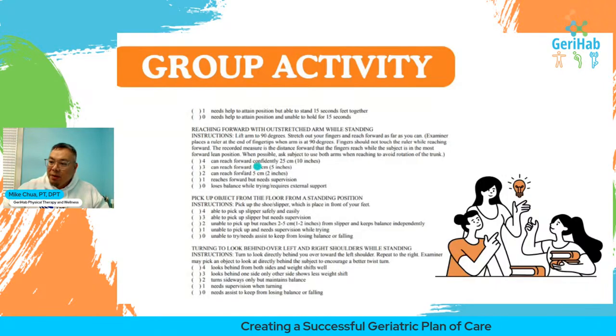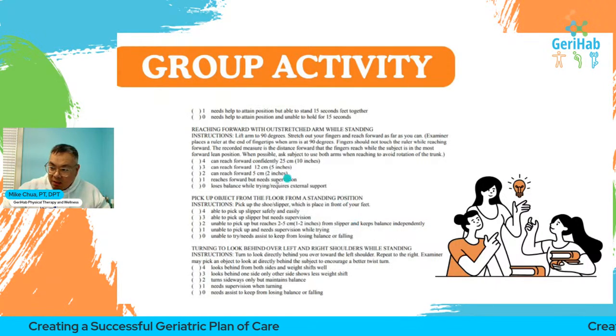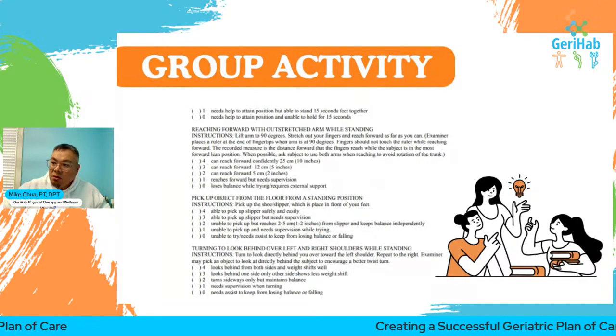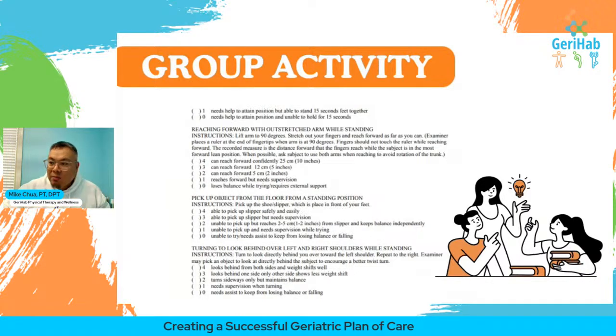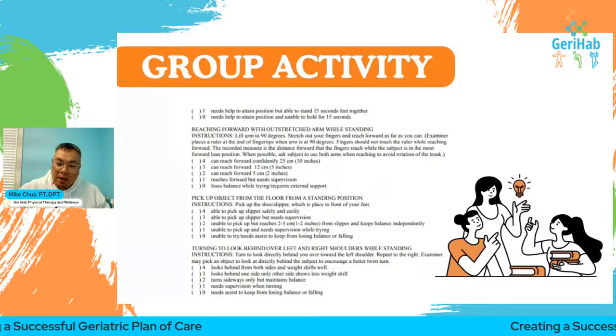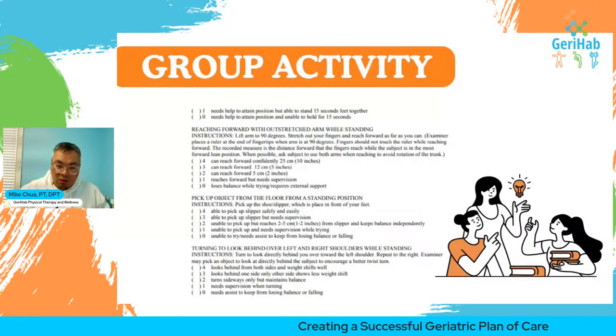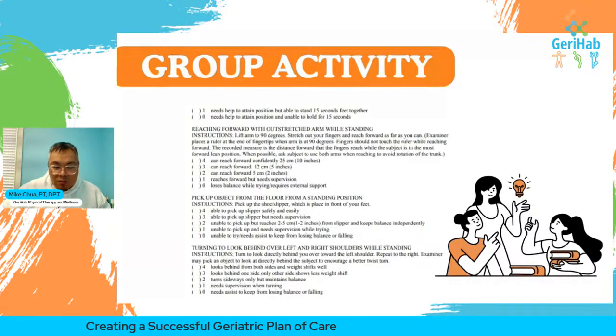All right. Picking an object from the floor from a standing position. It's just a very quick test. You just ask them, hey, can you pick up your shoe? Or pick up this pen on the floor, and then you'll see their biomechanics. Just by looking at their biomechanics of reaching down, you'll know what range of motion you need to work on, what joint you need to stretch, and what muscle needs to be strengthened.